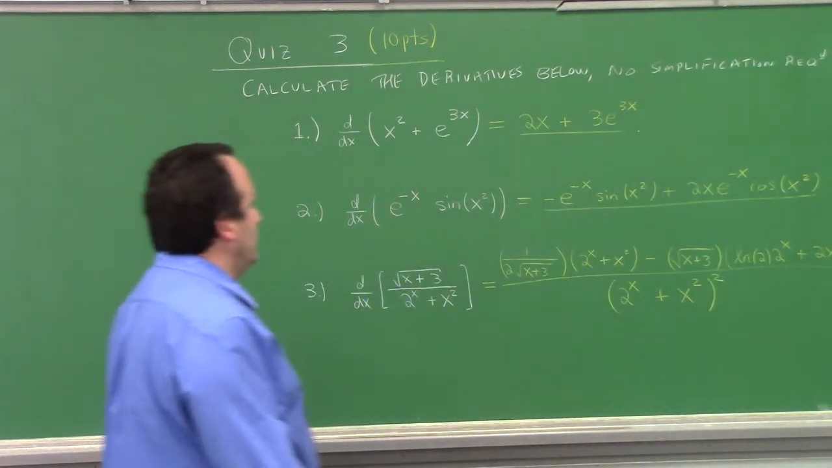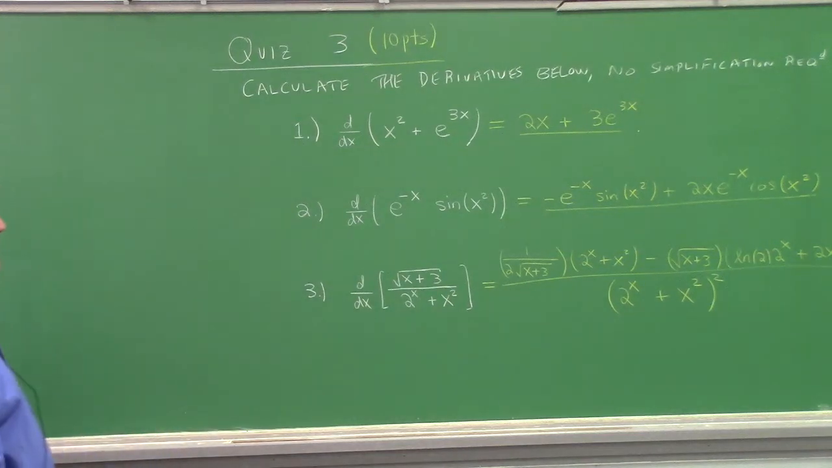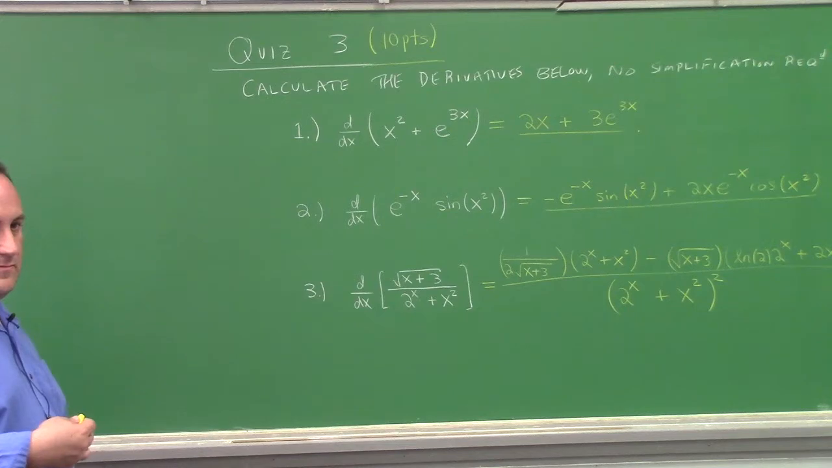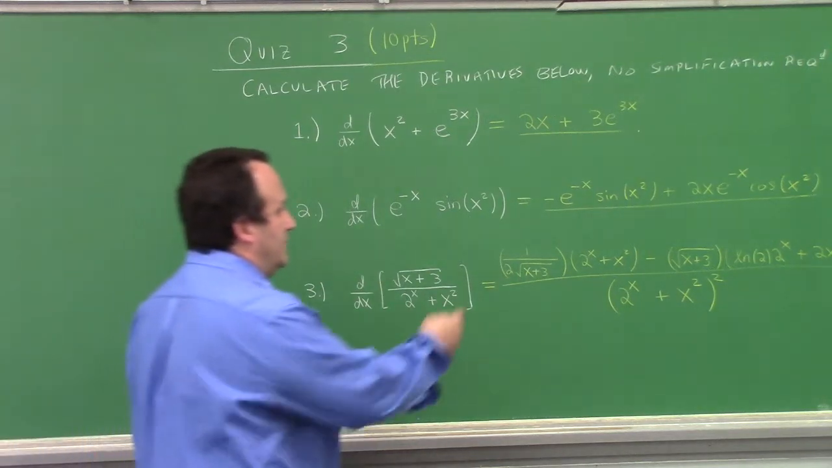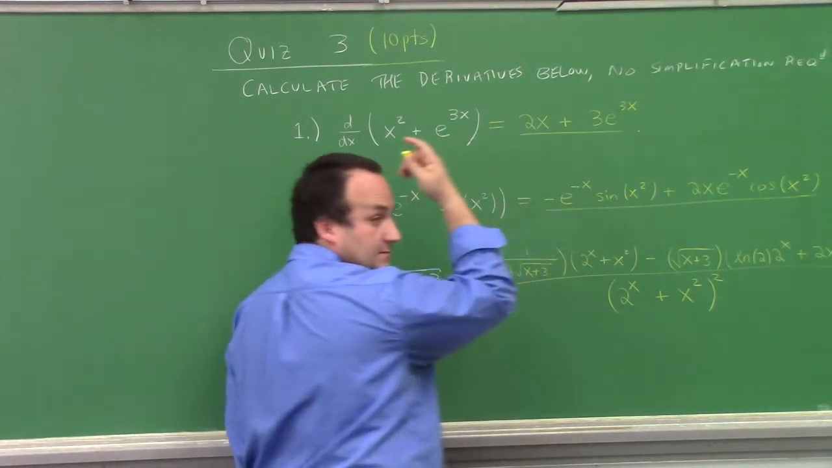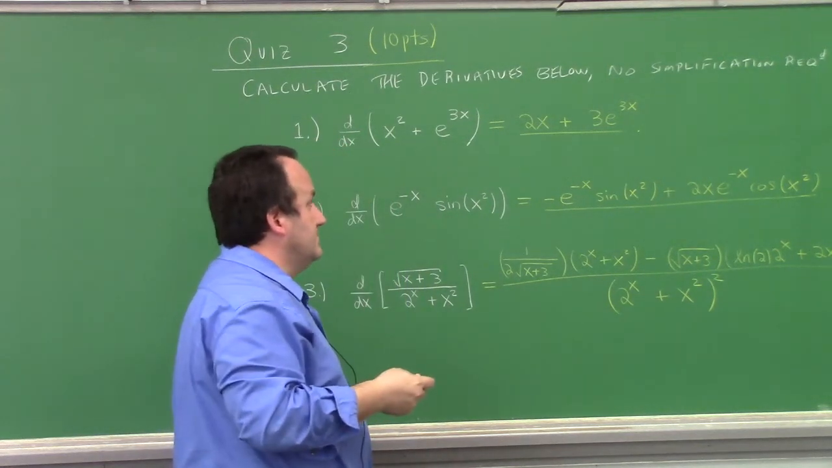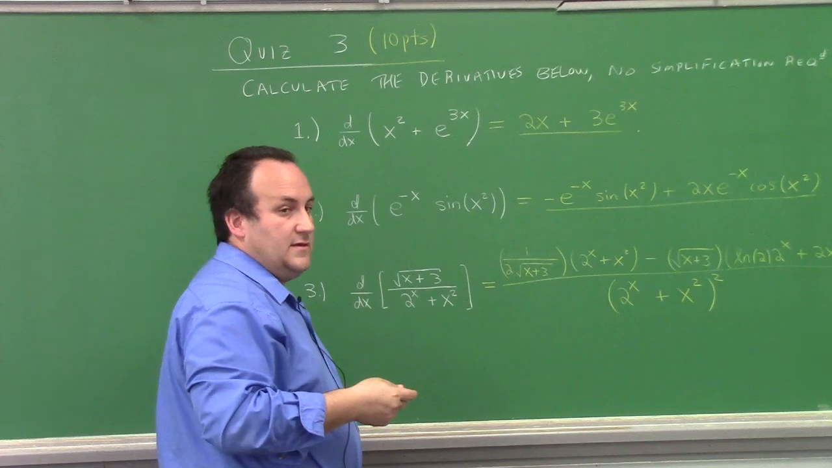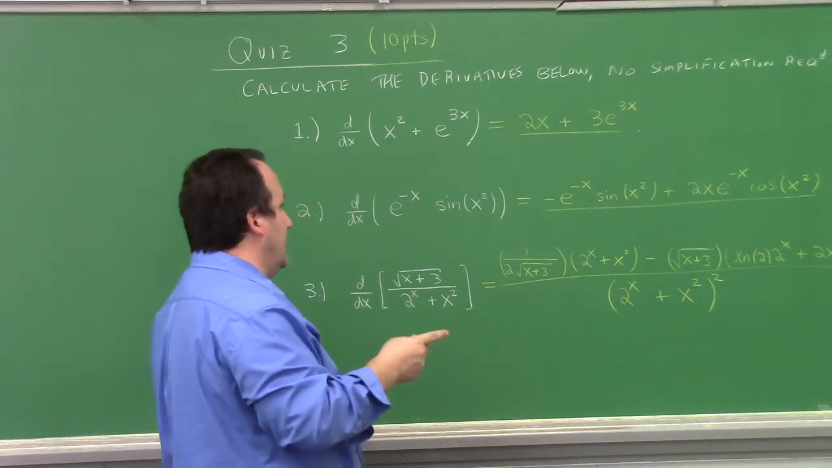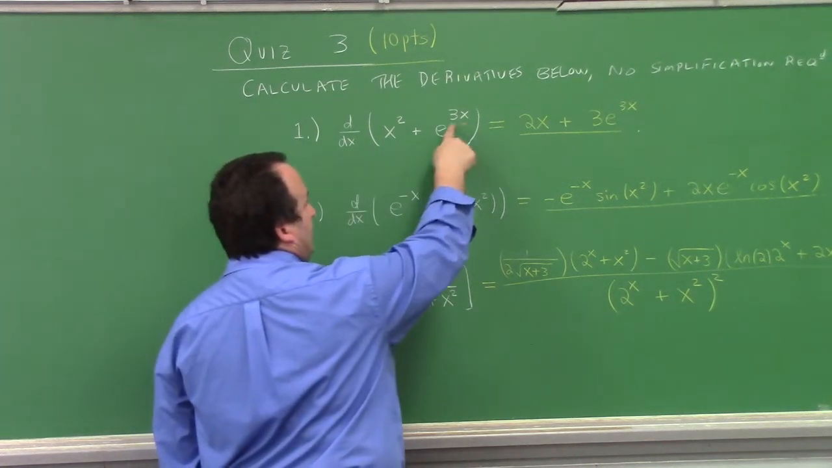So the first one is additivity, and then the chain rule brings down that 3, right? So any questions about number 1 here? I thought that e doesn't change. E doesn't change, but we're differentiating here with respect to x, not 3x.